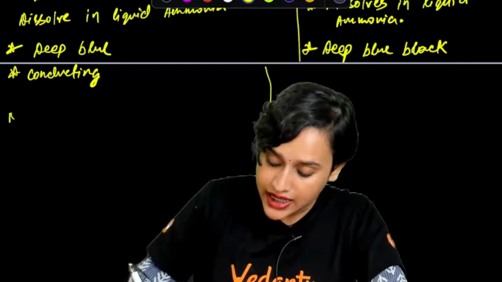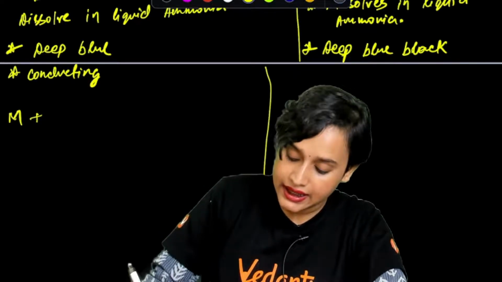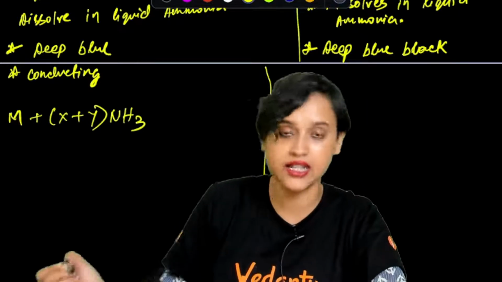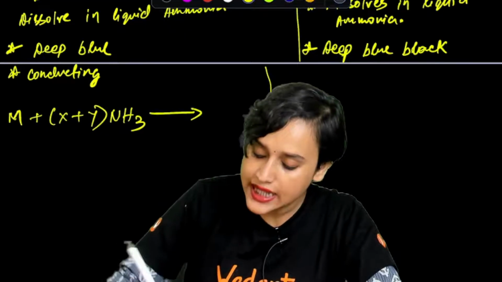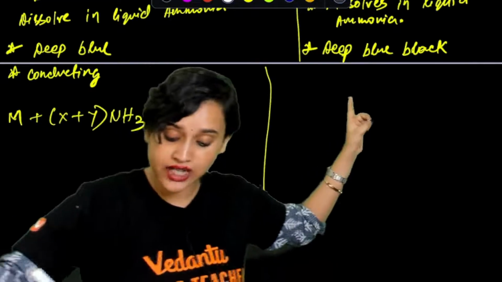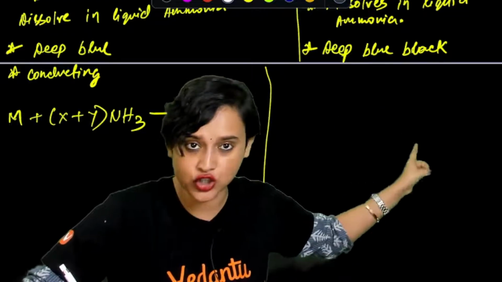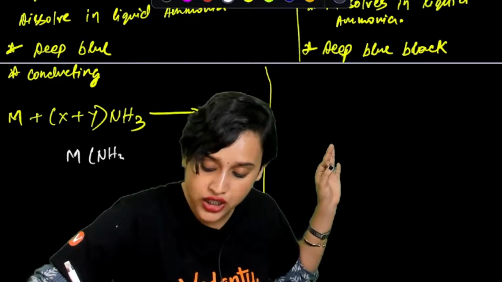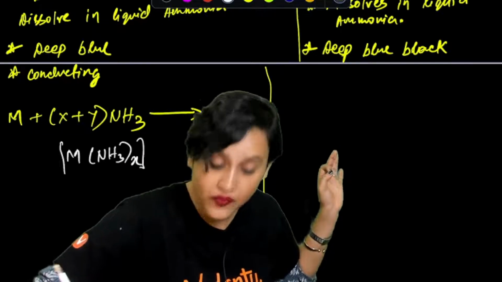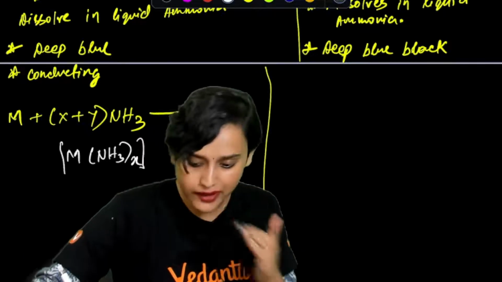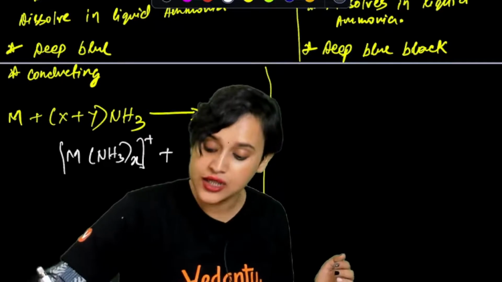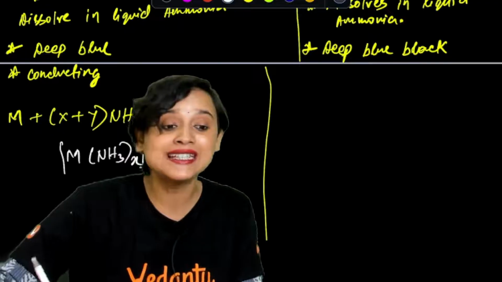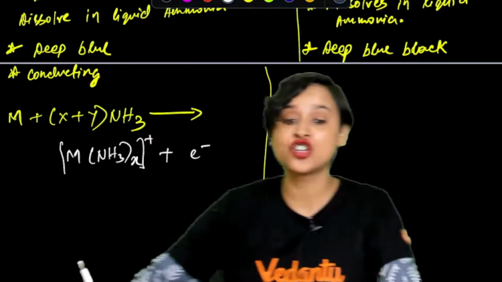You know why? Because the metal reacts with some amount of NH3. Let's just write it as M plus x plus y NH3. You will see that it forms M(NH3)x, a coordinate complex here. This is the positive part. And you will see that there is an ammoniated electron.